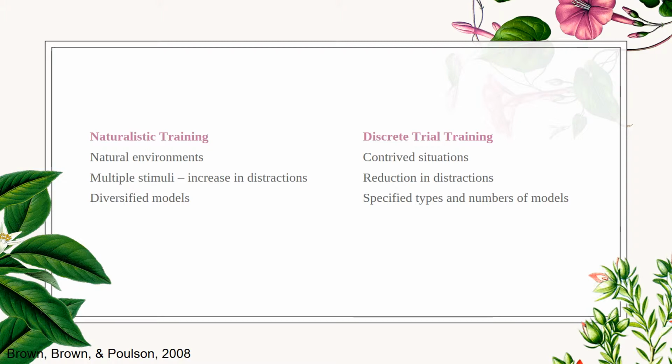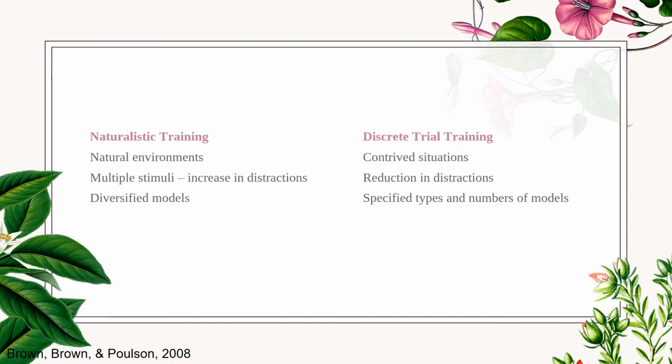So naturalistic training is in the natural environment, whereas discrete trial training is in contrived situations. In naturalistic training, there are multiple stimuli. You're in the natural environment. A lot of things are going on. There's a lot of talking. There's a lot of things to look at. Whereas in discrete trial training, it's contrived situations, so researchers are able to reduce all distractions.